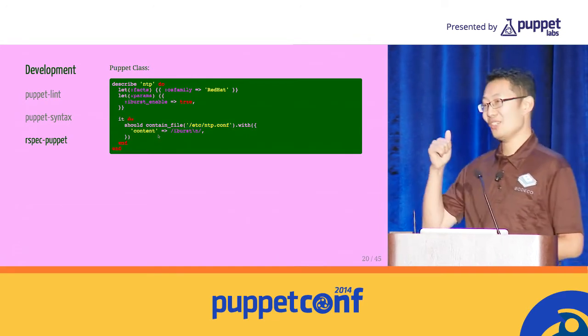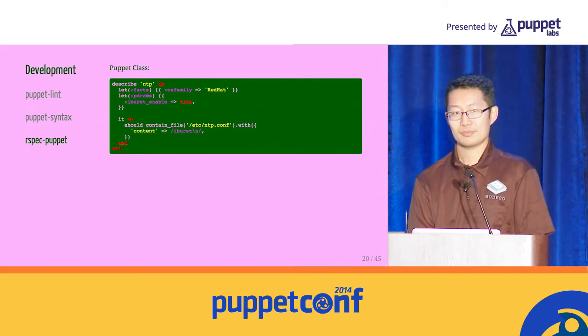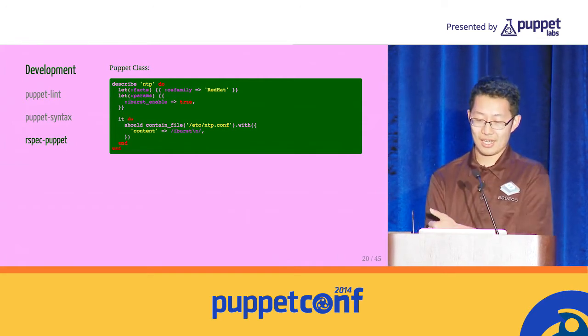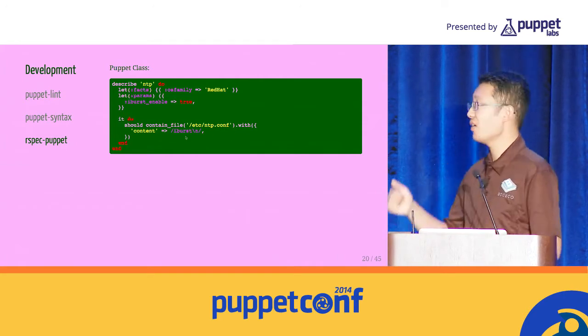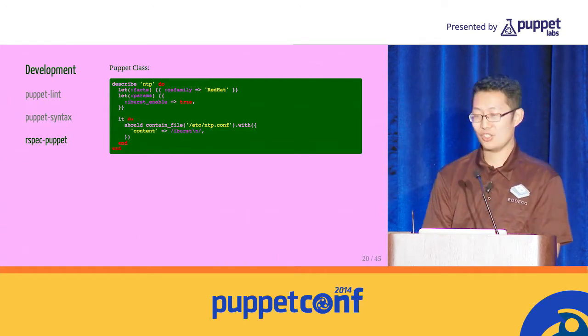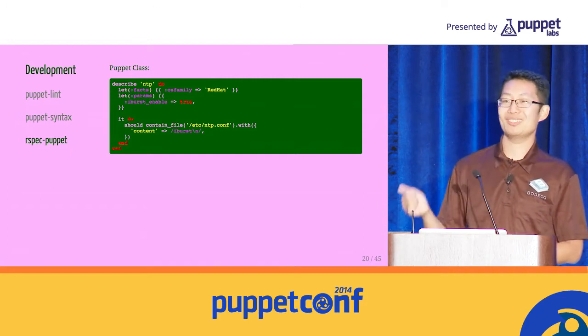So with files, if you're actually managing the owner, group, and mode, you should specify the owner, group, and mode inside Rspec here, and say the file here should have mode, and pass in the mode as a string here. And if you have packages, it just should be contain underscore package. If you have a defined resource type, it's a double underscore.